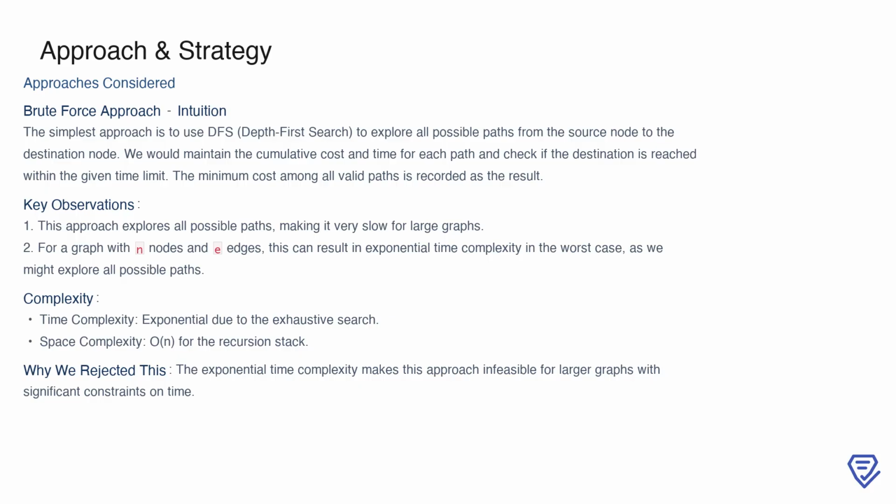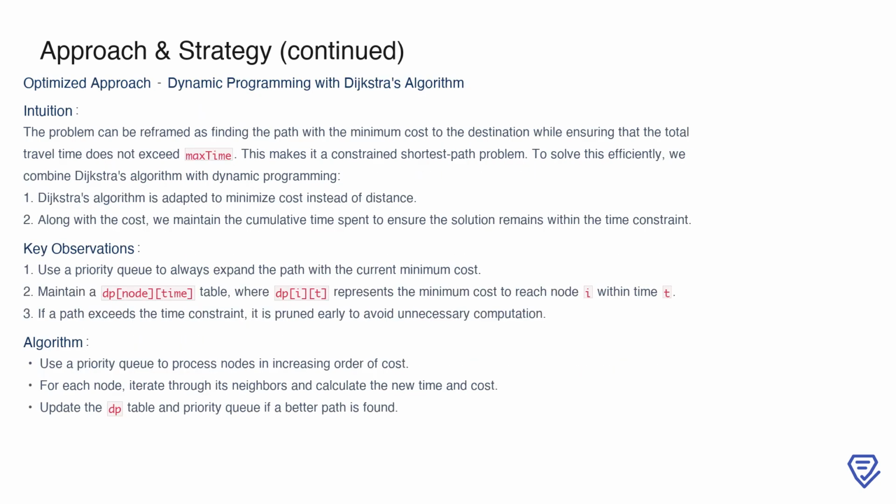This results in exponential time complexity, and the space complexity is linear, O(n), due to the recursion stack. Ultimately, we rejected this approach because its exponential time complexity renders it impractical for graphs of significant size or when strict time constraints are applied. Instead, we shifted focus to an optimized approach that combines dynamic programming with Dijkstra's algorithm.